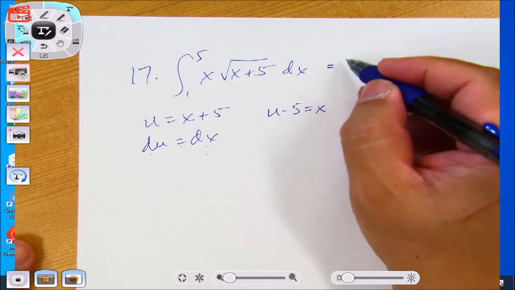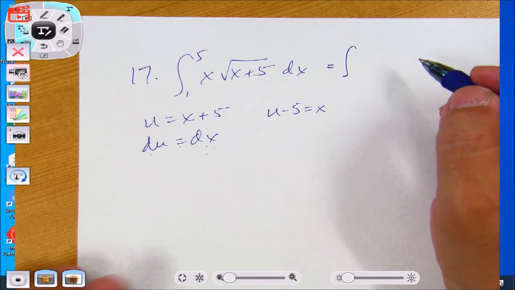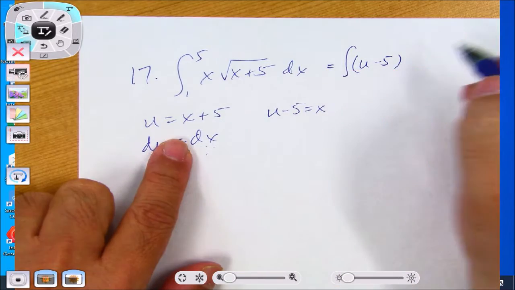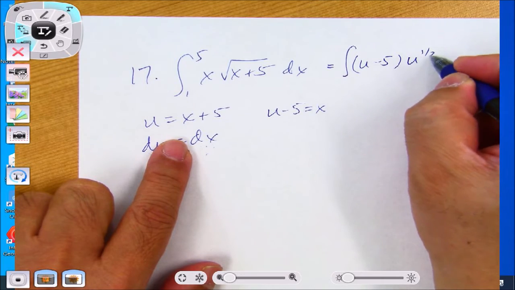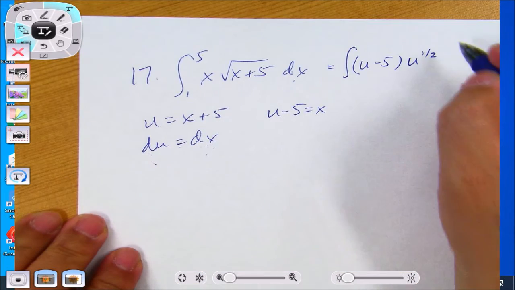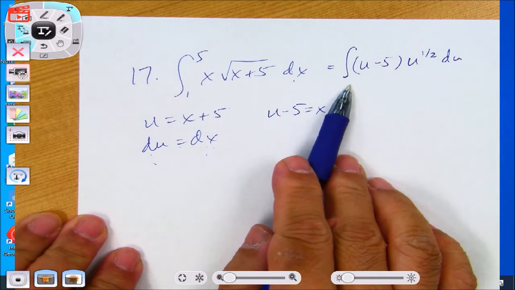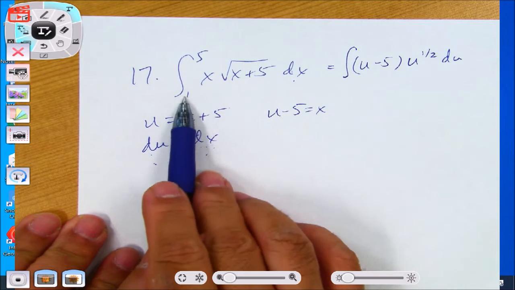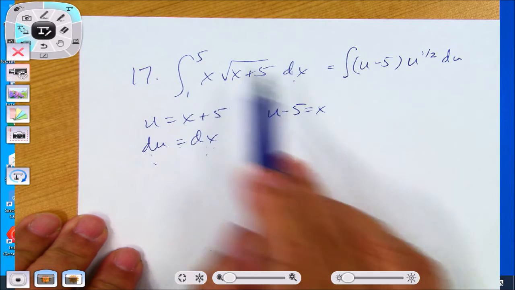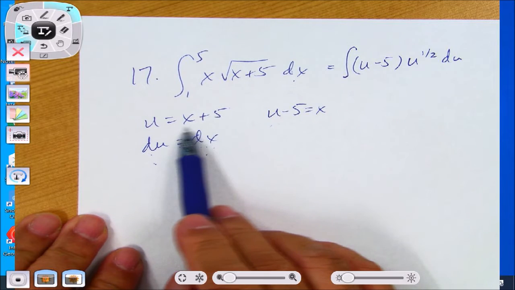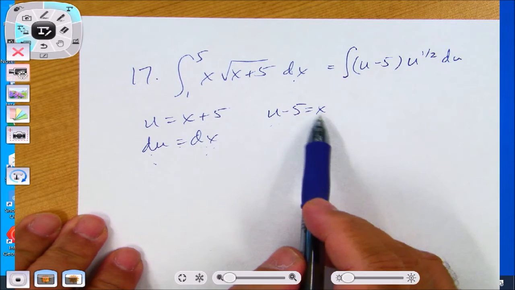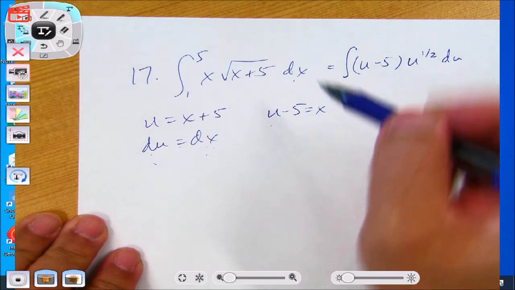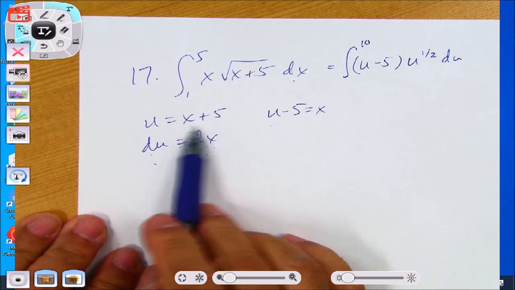Yeah. Alright, so I'm replacing the x with u minus 5. I'm replacing the x plus 5 with u, so it's u to the half. I'm replacing the dx with du. The limits are different. Remember these are x values, so if x equals 5, what is u? If x equals 5, 5 plus 5 is 10, so u is 10. If x equals 1, then u is 6.